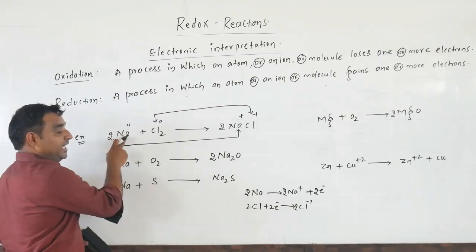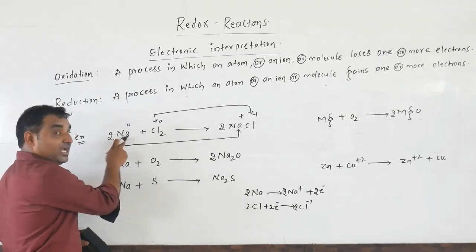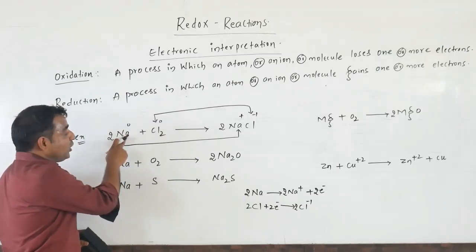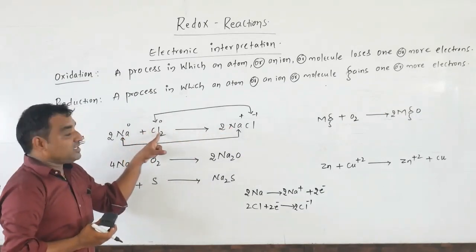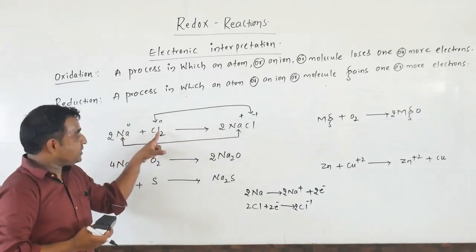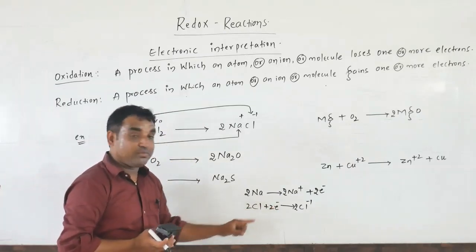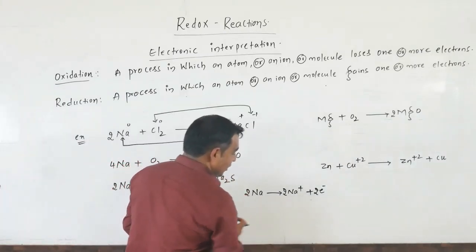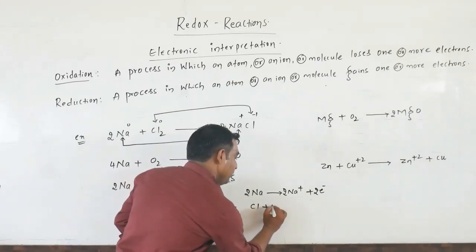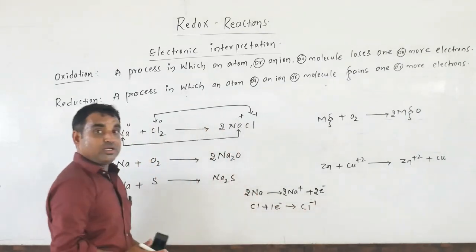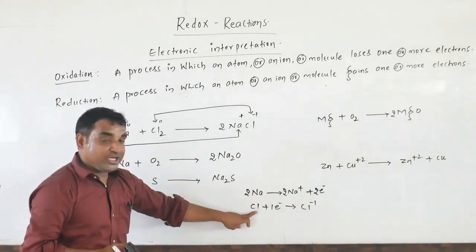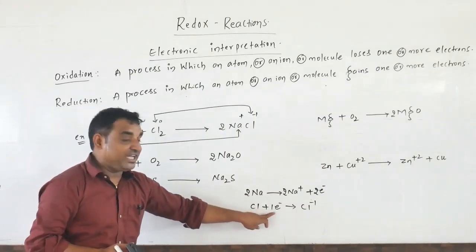Sodium is oxidized. How? By losing electrons, it is oxidized, and it reduces the other substance. The other substance is chlorine, which gains the electron. One chlorine gains 1 electron to form Cl minus. Sodium reduces chlorine. How? By gaining of electrons.